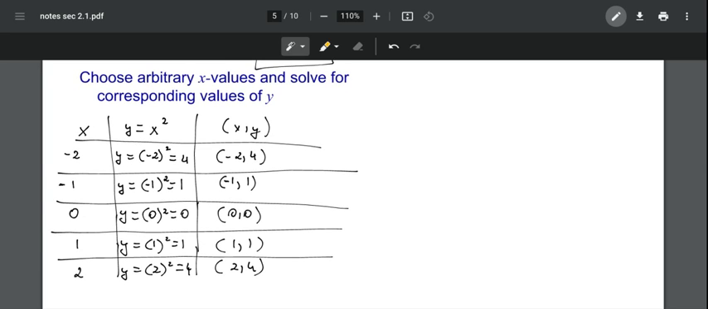Okay. So now I have a lot of points. So let's just plot them on the coordinate plane, and then we'll connect them, and that will give us the graph of the equation y = x².